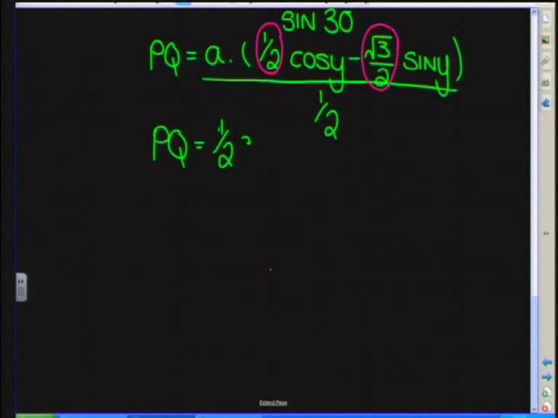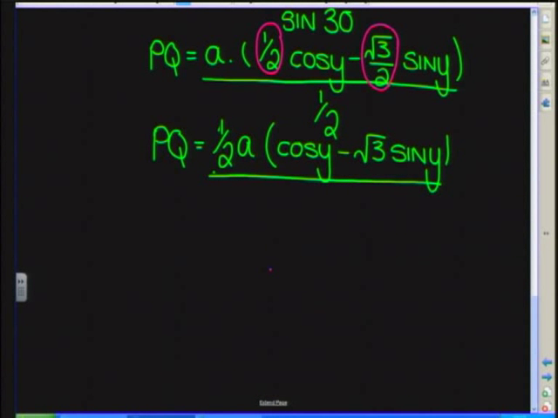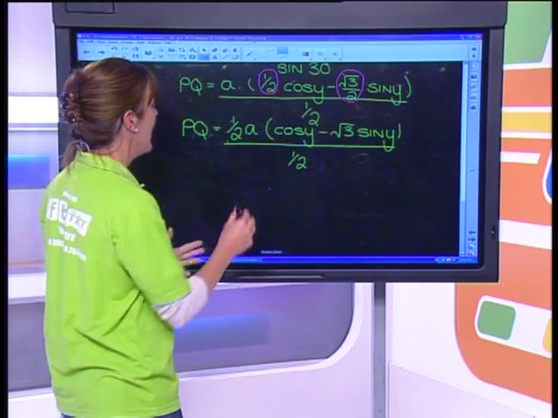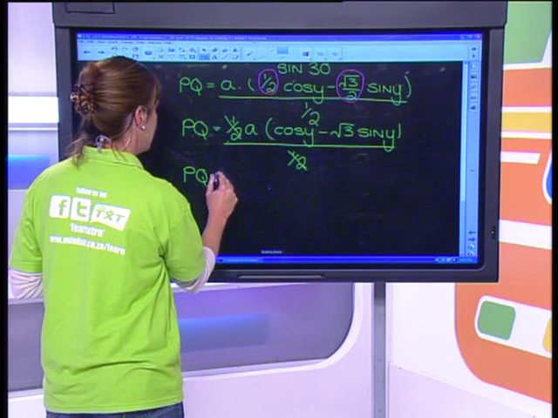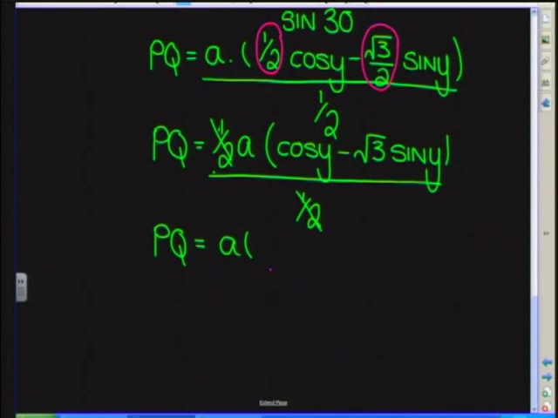So I've got a half A, which inside my bracket is therefore going to leave me with a cos y minus a root 3 sine y. And this is all over a half. Okay, so I hope you guys are with me and you're following. And those cancel. So the distance from P to Q that we are now sitting with is A multiplied by cos y minus root 3 sine y.